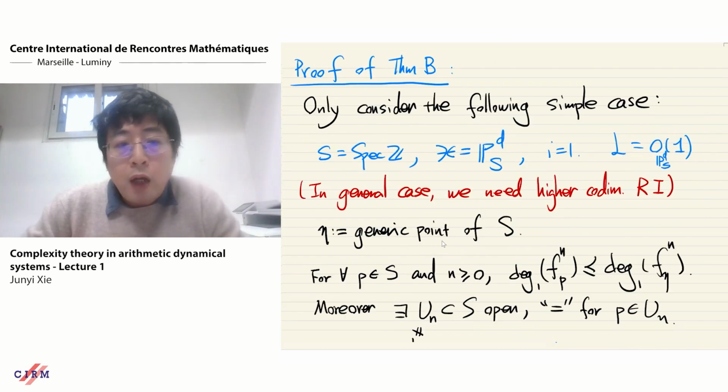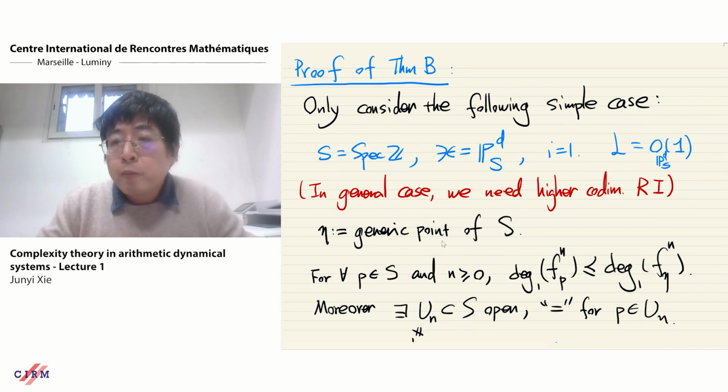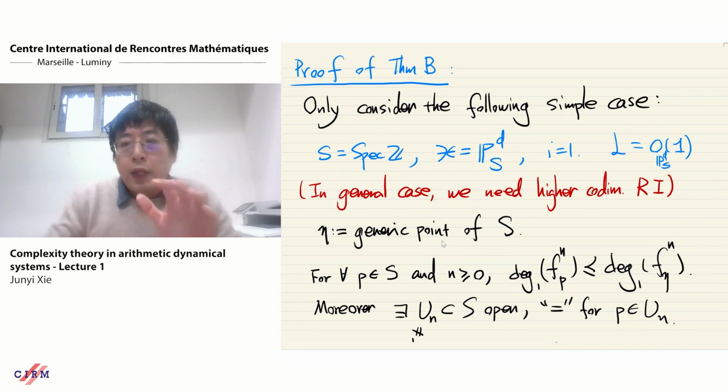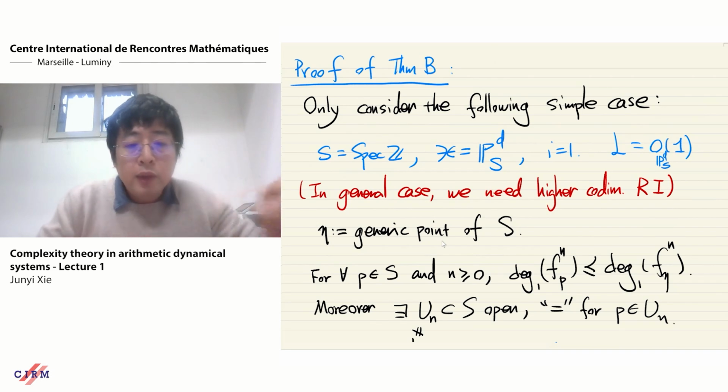Okay, so now we want to give the proof of this lower semi-continuity, the proof of Theorem B. For the higher codimensional case, it's more complicated; you need to use some higher codimensional Hodge-type inequality. So here we only consider the simplest case, the codimension one case. Moreover, we ask our variety to be just projective space. So here S is just Spec Z, and X is the projective space over S. We consider the codimension one case, so i equals 1, and we can pick an ample line bundle, so L is O(1). We denote by η the generic point of S.